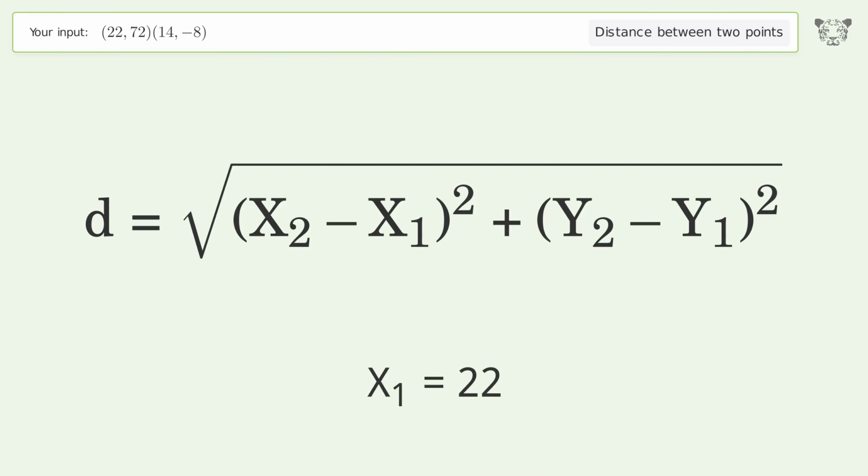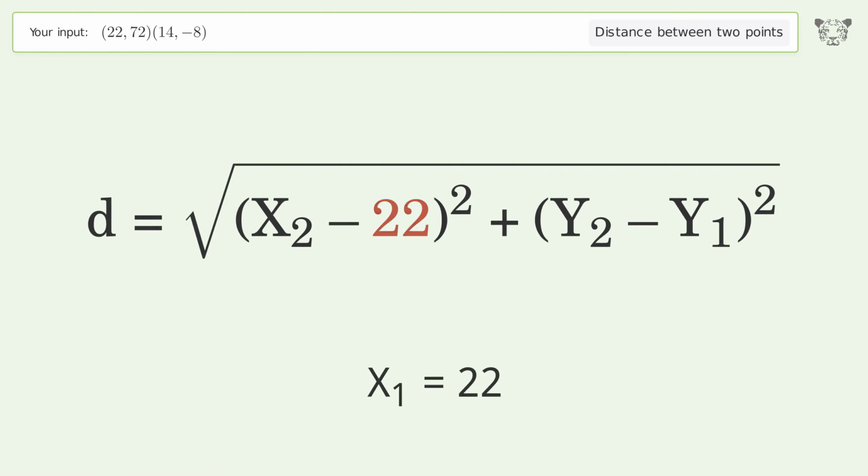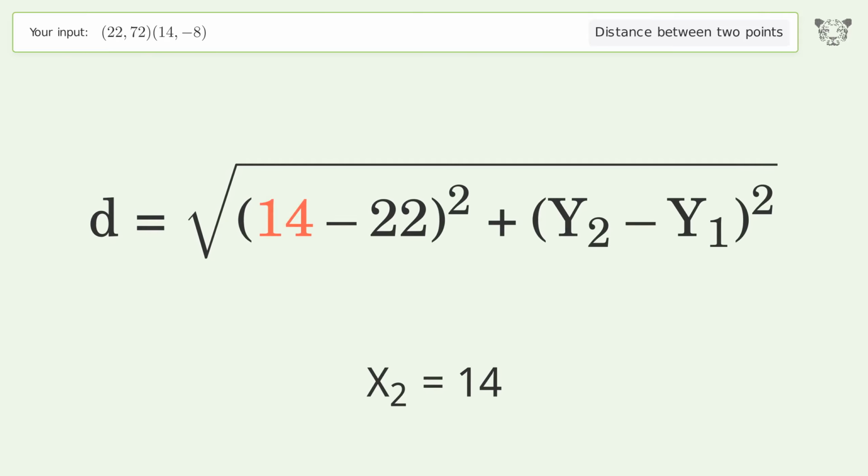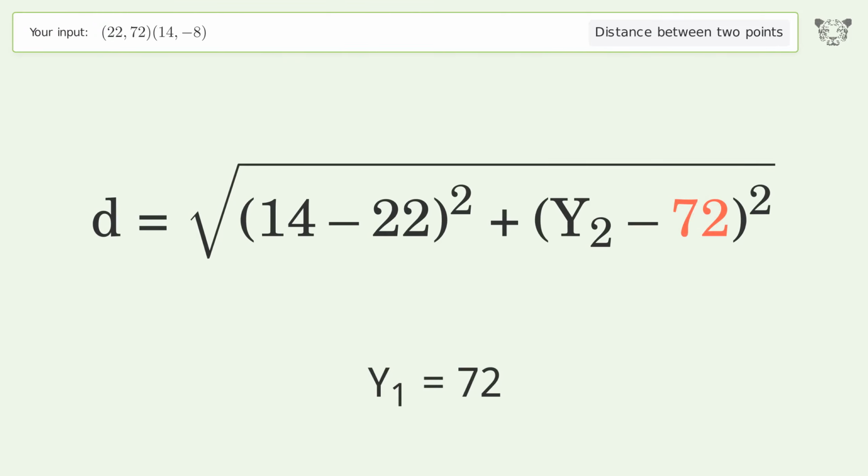x1 equals 22. x2 equals 14. y1 equals 72. y2 equals -8.